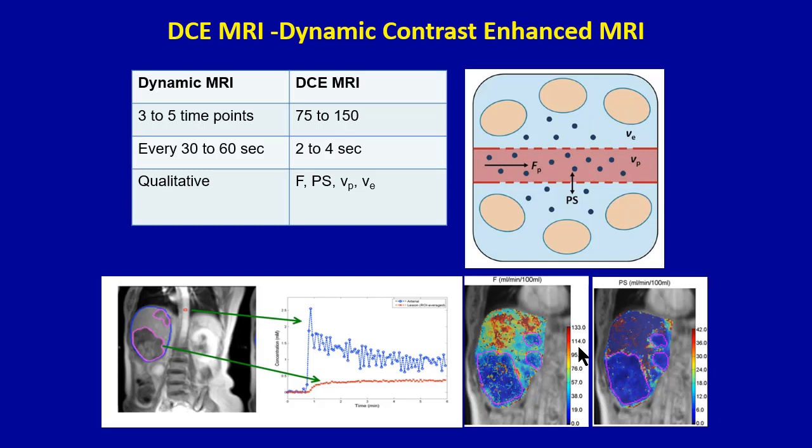DCE MRI stands for Dynamic Contrast Enhanced MRI, and it's different from the clinical dynamic MRI. Instead of 3 to 5 time points, rapid scans averaging every 2 to 4 seconds are performed over 5 minutes. And quantitative maps of the microcirculation are derived. Maps of blood flow, of the permeability surface area product, of the percentage of the voxel that's occupied by plasma or intravascular space, and the percentage of the voxel that's occupied by the extracellular space or the interstitial space.